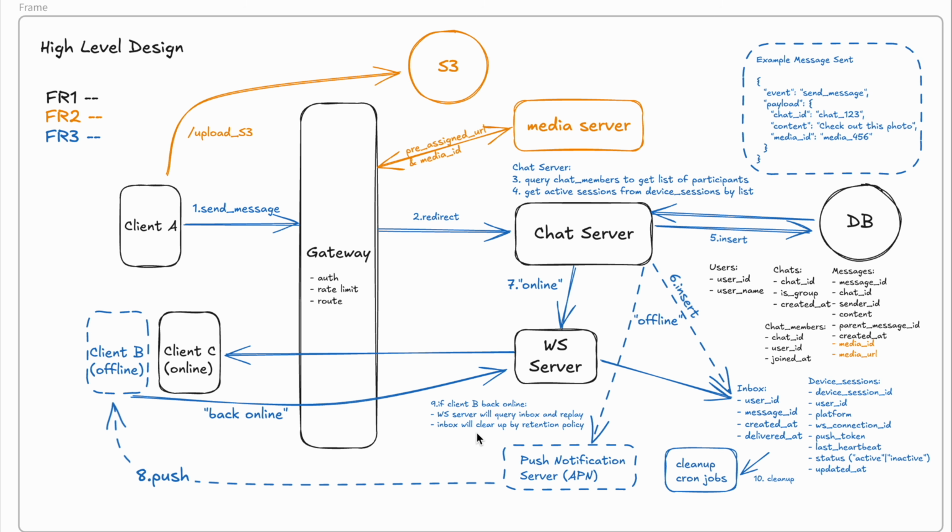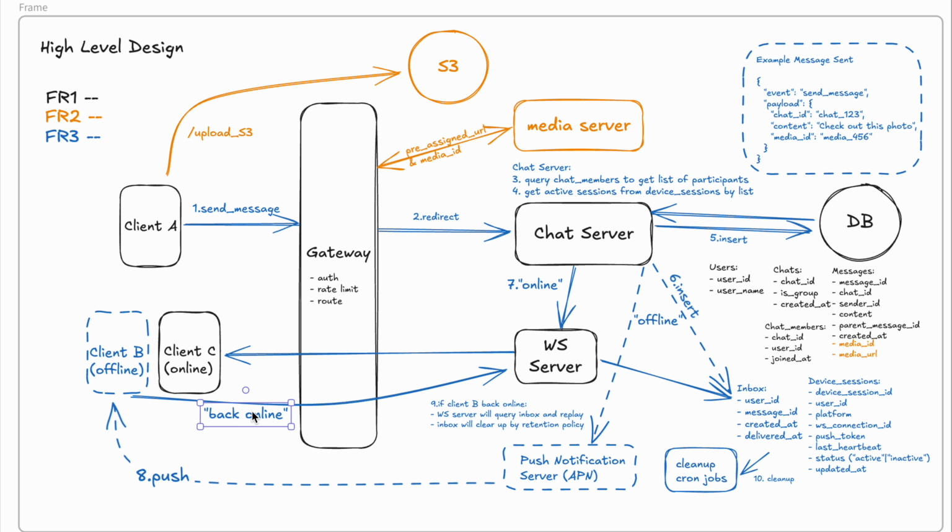And then we come to number 8, where the user is offline. We should have a push notification server, or the APN, as a part to support a registered push token. So the chat server triggers a notification through the push notification server. And this is only a notification and does not mark the message as delivered. So this push notification will be pushed to client B, who is offline.